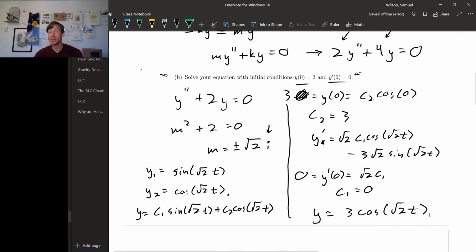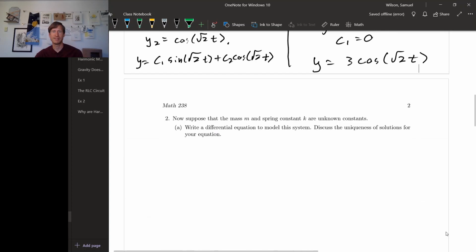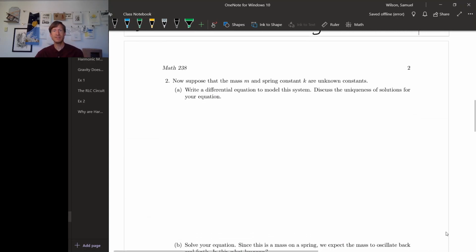So go ahead and pause the video and work on the next couple problems on your own. Okay, so let's have a look at 2. So this is basically the same situation as our first example, except we have general constants instead of actual values.